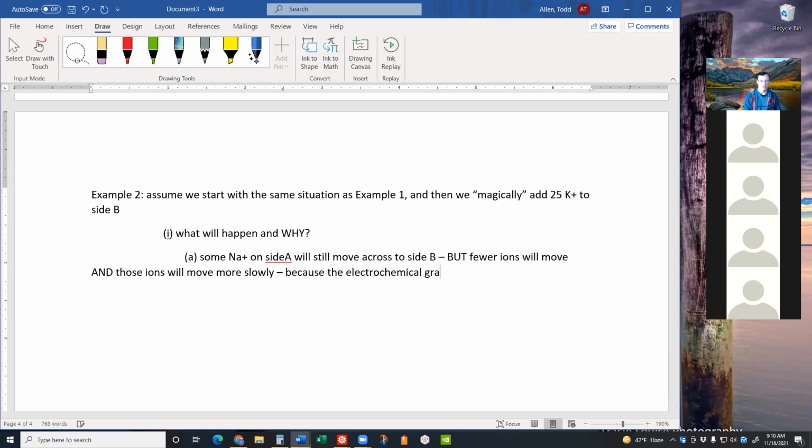Because the electrochemical gradient is not as steep as it was for example 1. So you ask yourself, well, why not? Okay, well, think about this. In example 2 here, we have added 25 potassium ions that have positive charge, right? That has positive charge.